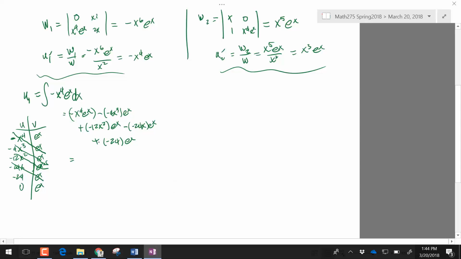So that's your integral, that's your first function. Of course, we can factor out an e to the x if we want, but we'll just leave it like that.